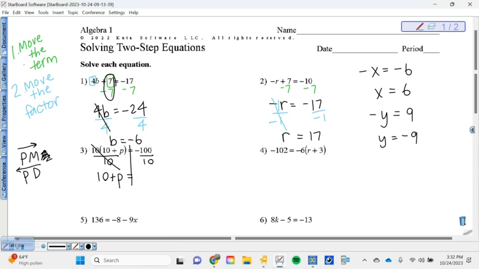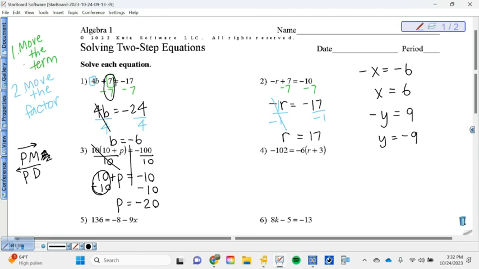So now I have 10 plus p equals, what's negative 100 divided by 10? Negative 10. And now what am I going to do to get the p by itself? Good. I'm going to subtract 10 from both sides. So now those cancel out to be 0, and p is going to equal negative 20.